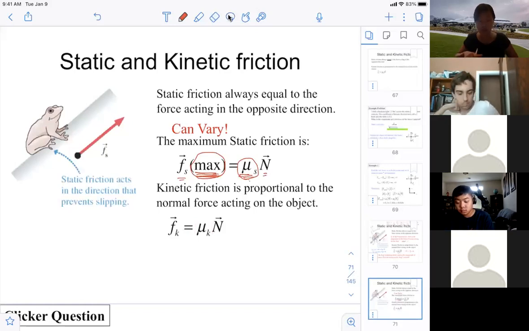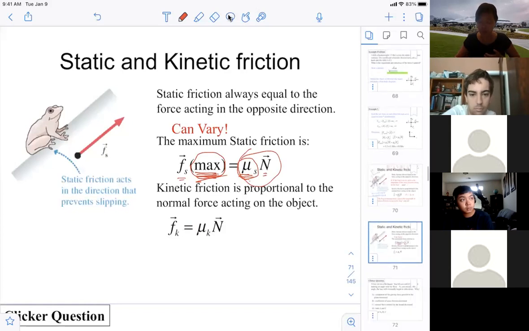So when you're answering a question, be very careful. If it's not the maximum amount, you cannot use this equation for the static friction, okay? So static and kinetic friction are a little bit tricky. We just need to know what condition we're dealing with. Let's practice that using this question here.